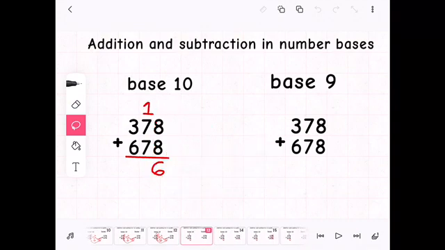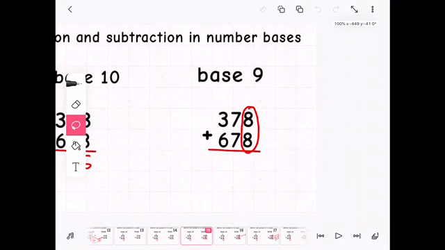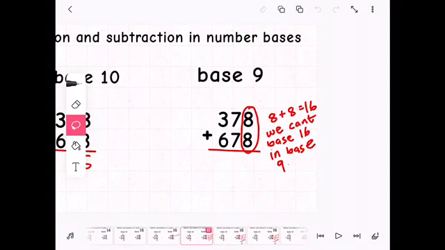So this same idea applies to base 9 or any other base. In base 9 or any other base, it is the same principle. So we do the first addition, we have 16, but we cannot have 16 in base 9. There's no digit for 16. The allowed digits in base 9 are 0, 1, 2, 3, 4, 5, 6, 7, and 8. So what we do is the same thing.